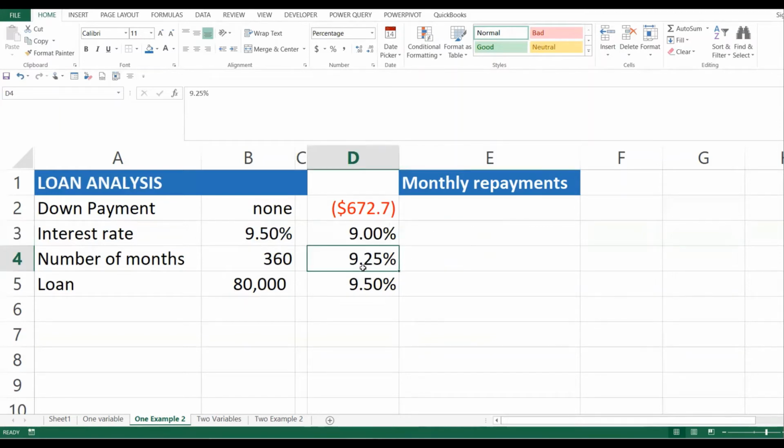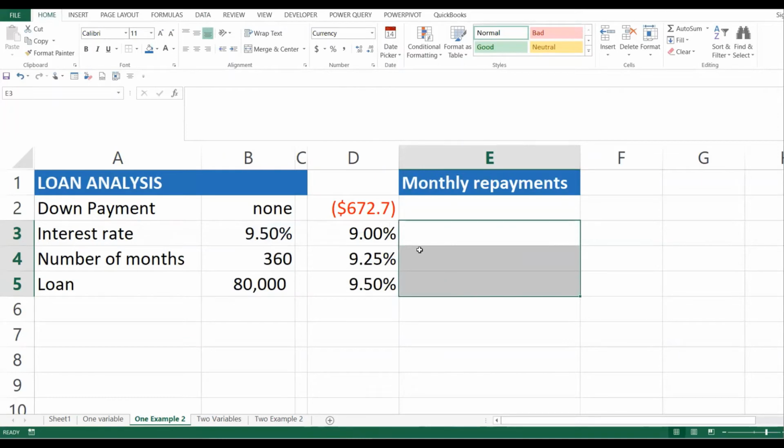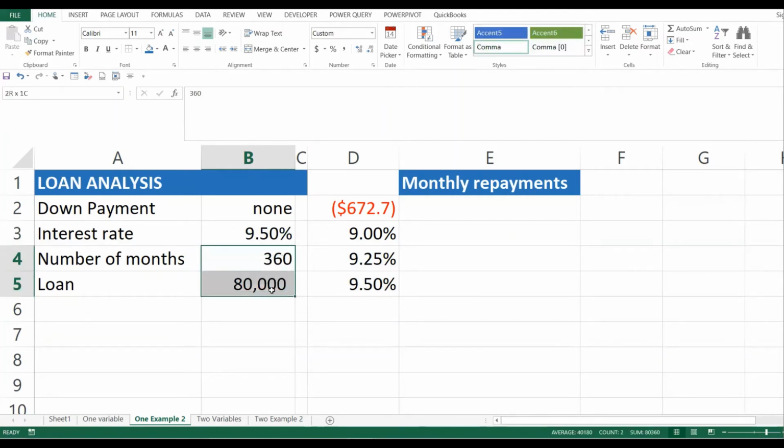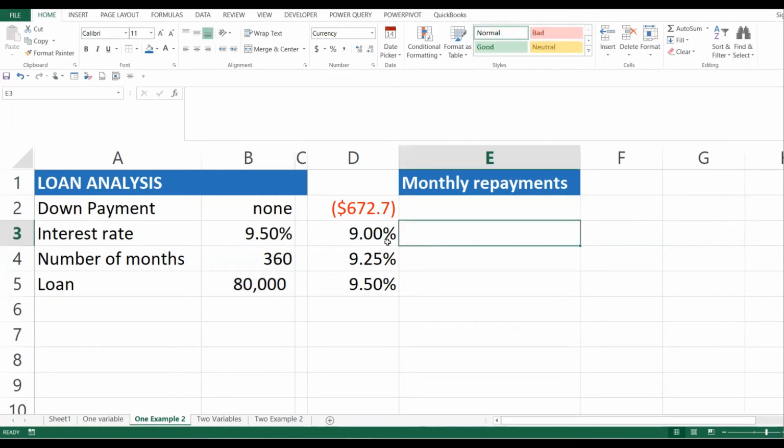If I negotiate for 9.25%, what will my monthly repayment amount be? And if I negotiate for 9.5%, what will be my monthly repayment? So we are varying one variable, which is the interest rate, and we are keeping the number of months and the loan amount fixed. So how can we generate these monthly repayments?